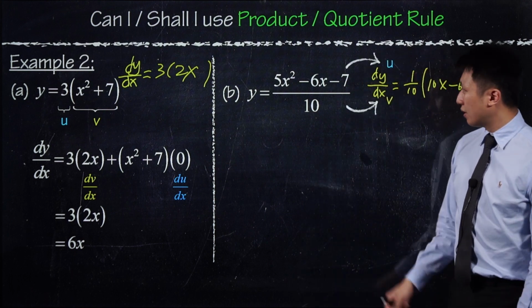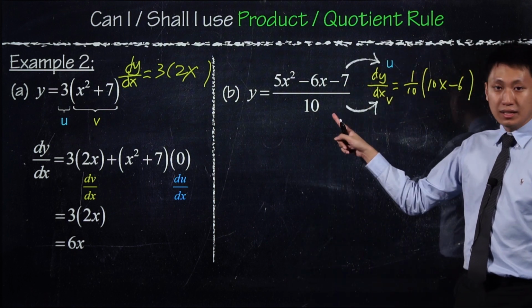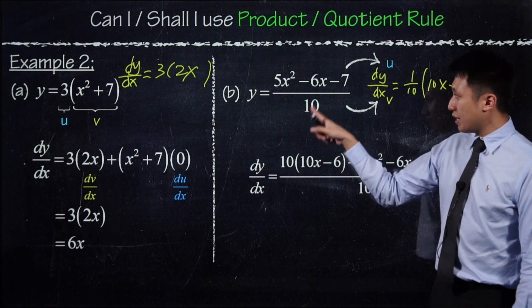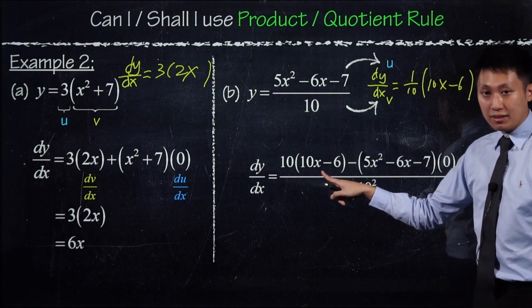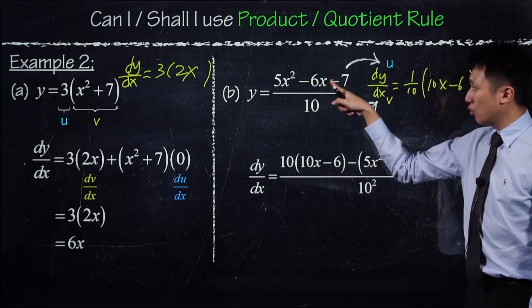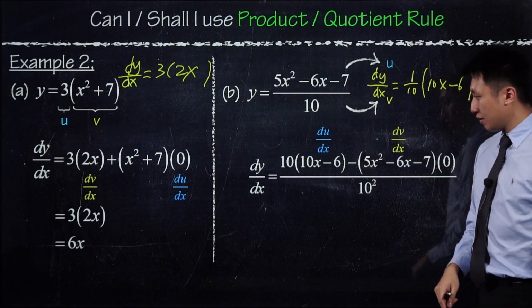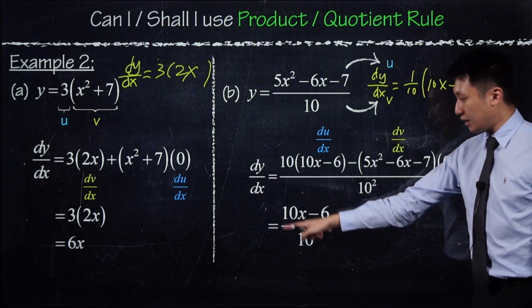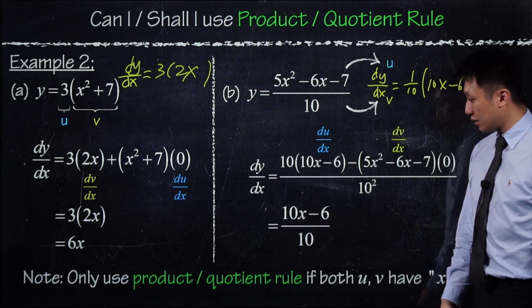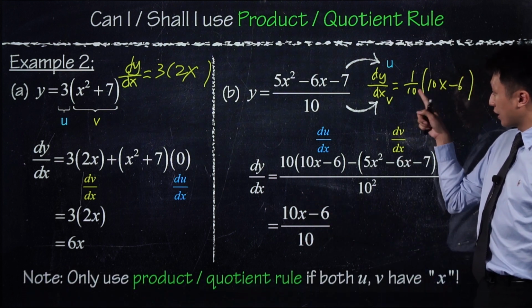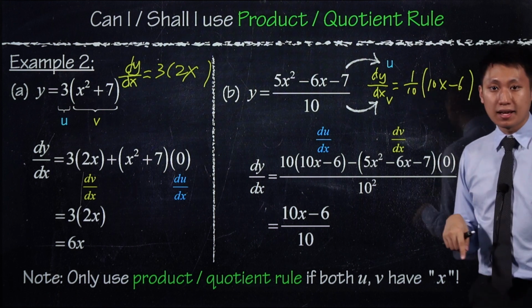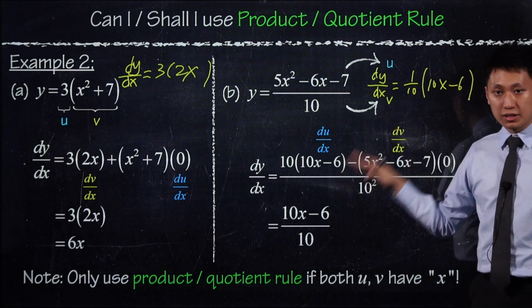Another one. Let's say this is u, this is v, then I do it. So vu', you get this, minus uv', you get 0. Then I get this thing, which is the same as what I did here: 1 over 10, 10x minus 6. I didn't simplify it because I want you to see the answer.